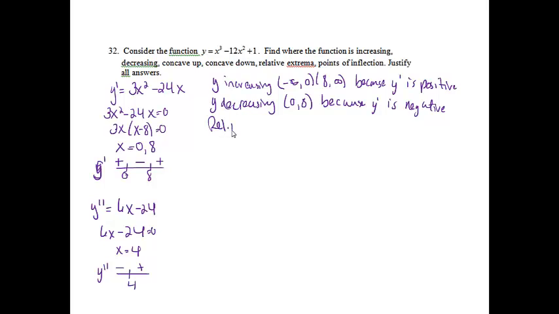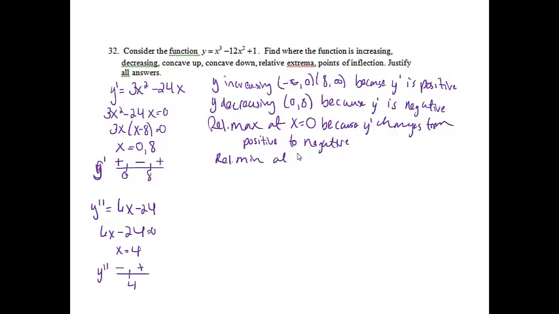Then are there relative minimums or maxes? Yes, there's going to be a relative max or local max at x equals 0, and that's because y prime changes from positive to negative, and then there's going to be a relative min at x equals 8, and that's because y prime changes from negative to positive. And so we have to say which one is which, because when it says relative extrema, we can't just lump them together. We have to be a little bit more specific. Okay, so we're done with the y prime chart.